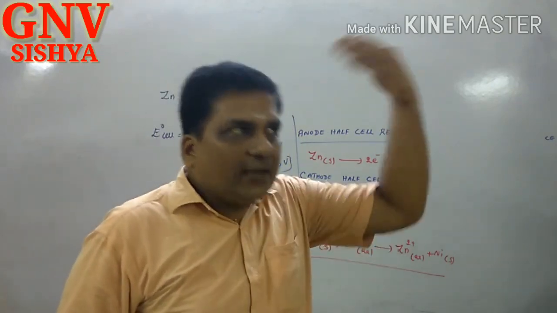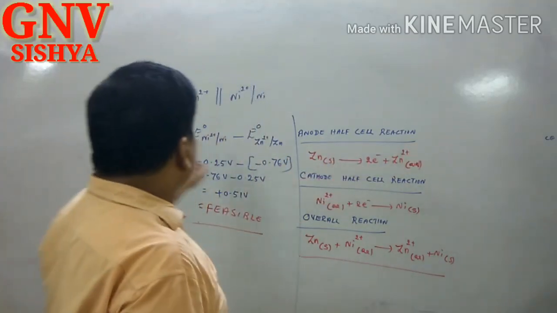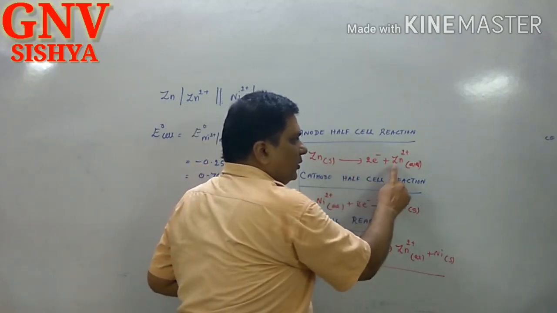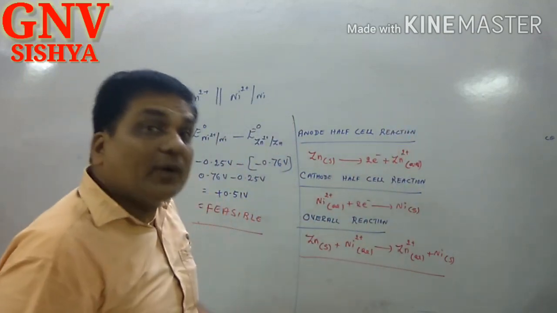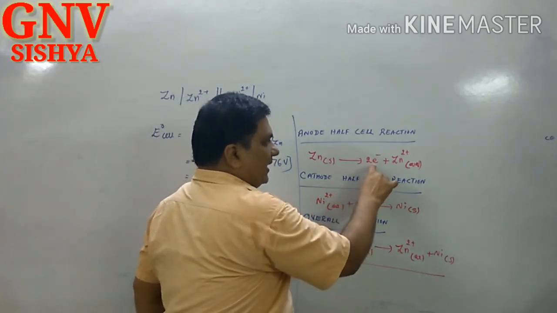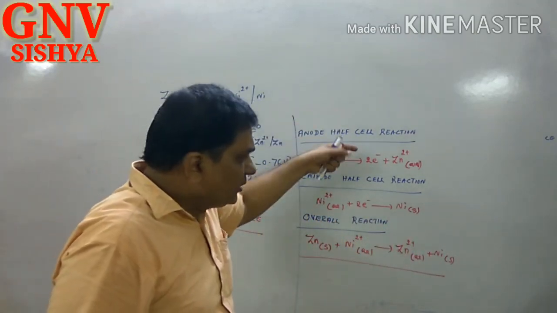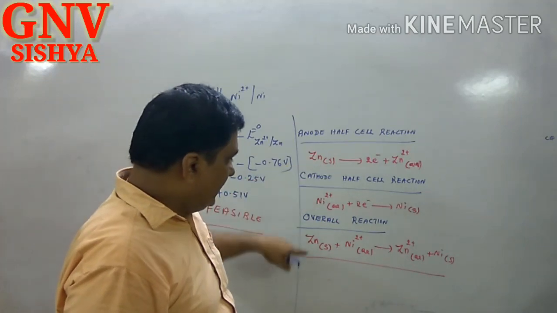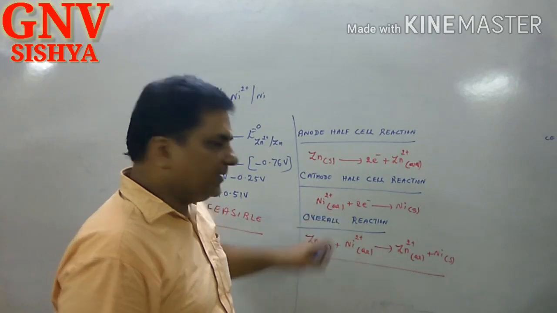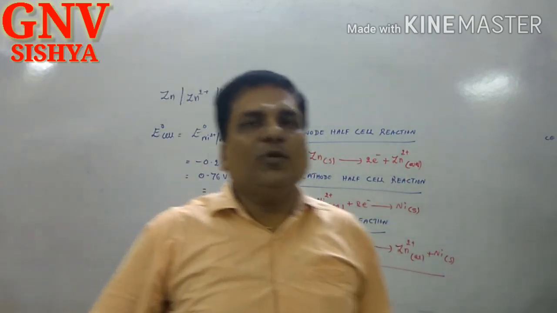You have been asked to write the anode cell reaction, cathode cell reaction, overall reaction. First, the anode cell reaction. Zn becomes Zn2 plus. So zinc solid will lose 2 electrons to give Zn2 plus aqueous. What is the cathode cell reaction? Nickel 2 plus becomes nickel. So nickel 2 plus aqueous gains 2 electrons to give you nickel solid. Add this one and that one. When you add Zn plus nickel 2 plus, the 2 electrons get cancelled. So Zn2 plus aqueous and nickel solid. This is the overall reaction.